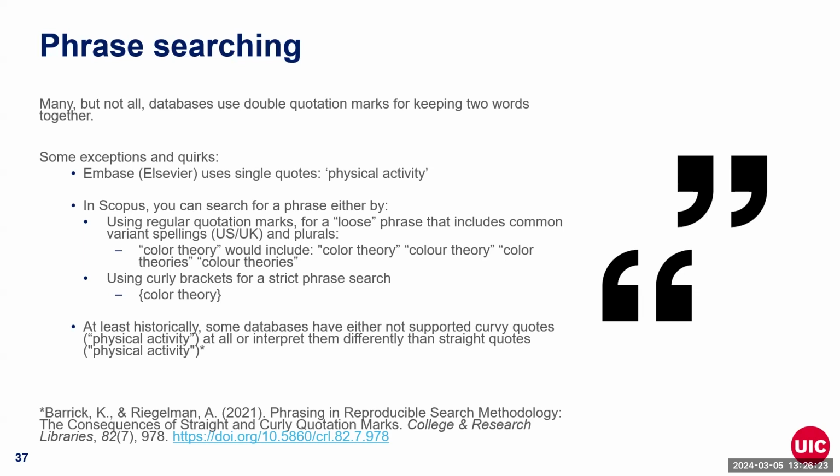At least historically, some databases have not supported curvy quotes at all. When they have that curve to them, sometimes they say it's an unsupported character and you have to actually go in and change it, and it literally won't let you run your search. Or they might interpret them differently than straight quotes. At the bottom, there's a citation where some people have looked at how this plays out in different databases. So just something to be aware of. Sometimes even those little distinctions matter.